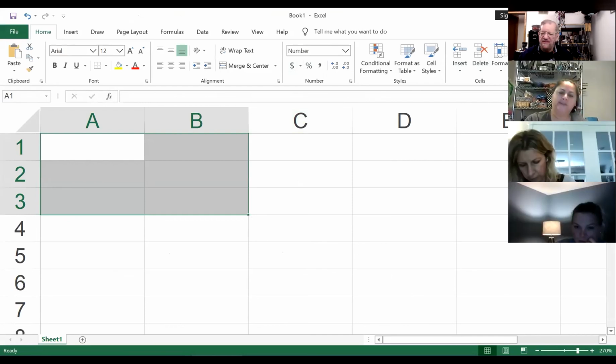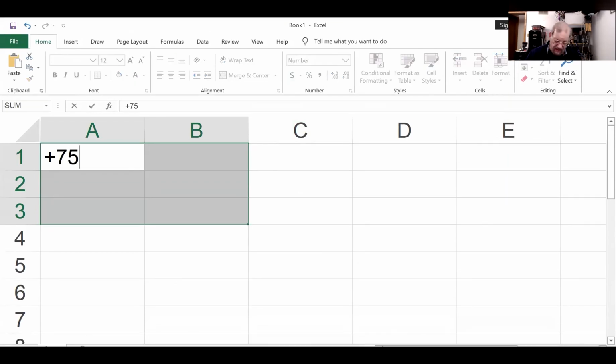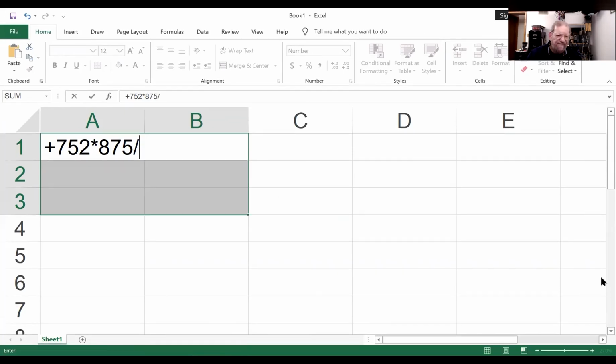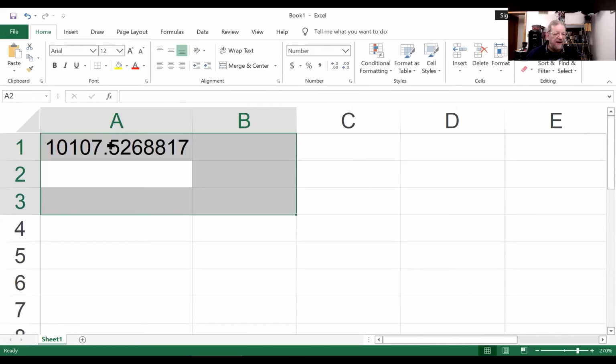Everybody see my calculator? Spreadsheet? Can you see it? Thank you. All right, let me put in the numbers, and I'll hit enter. And here's the number I get.